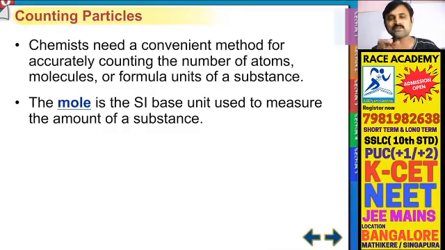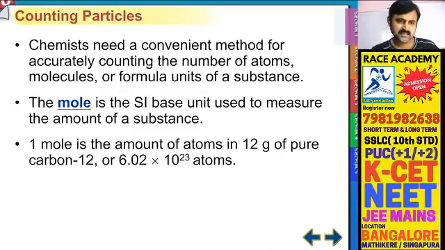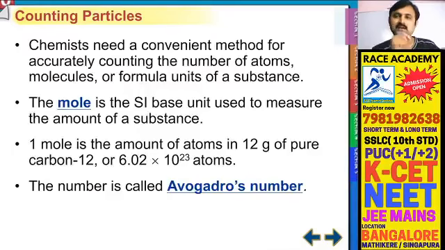The mole. The mole is the SI basic unit used to measure the amount of substance. As you know, 1 mole is the amount of atoms in 12 grams of pure carbon-12 isotope, or 6.02 × 10^23 atoms. And this number we call Avogadro's number.